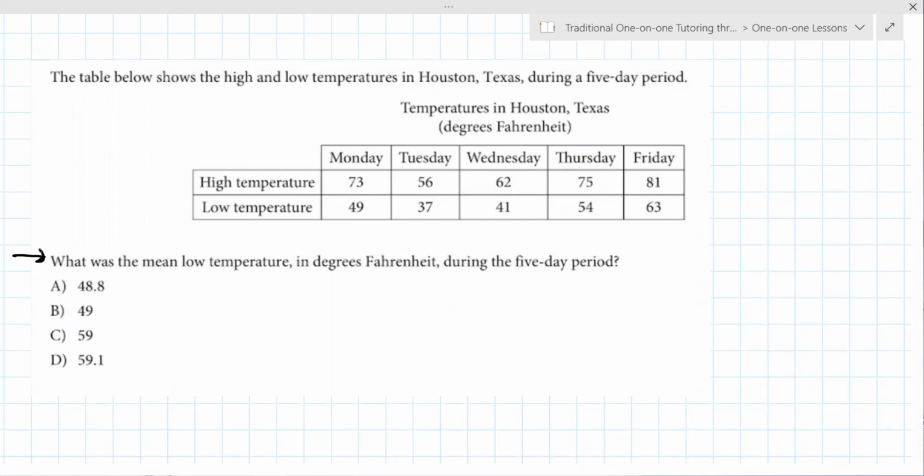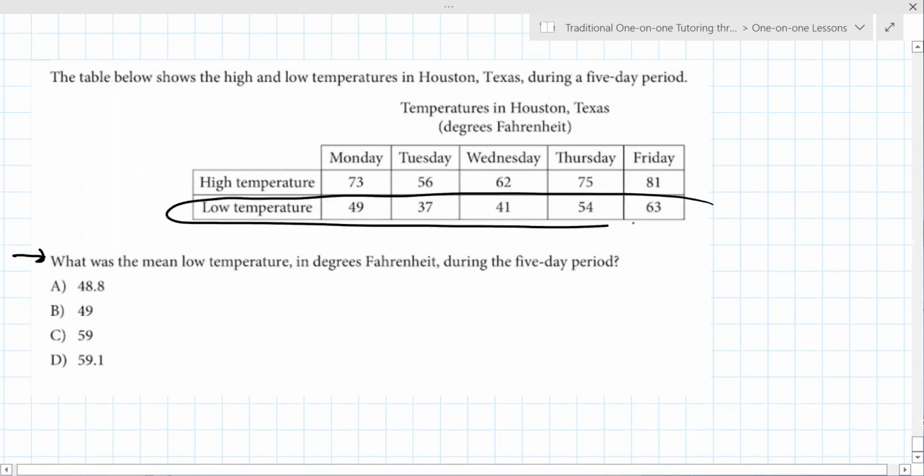Do we want low or high? Lows. Okay, so you're looking at this row right here. Do you care about anything else? No, so don't read anything else. So you've got a calculator, add these numbers up. If you're using a calculator, it's a good idea to put parentheses first, because you want to add them all up and then divide by 5.